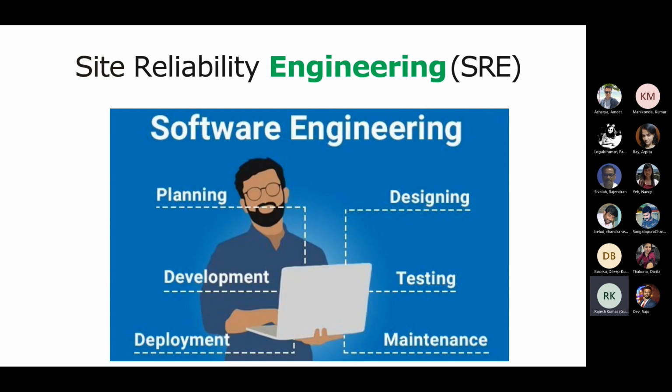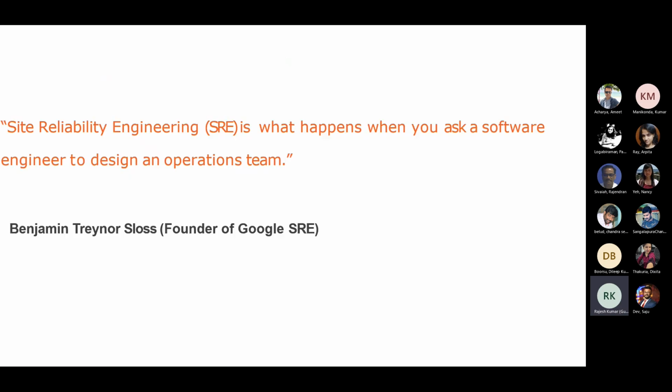Engineering approach. So what do engineers do? Whenever they develop some functionality, they plan for it, they design for it, they develop for it, they test for it, they deploy and then maintain. Something similar you are going to do as a team. Start planning for it, then design for it, then code for it, then test, deploy and maintain. So bringing the engineering approach into the ops team, that is called SRE.